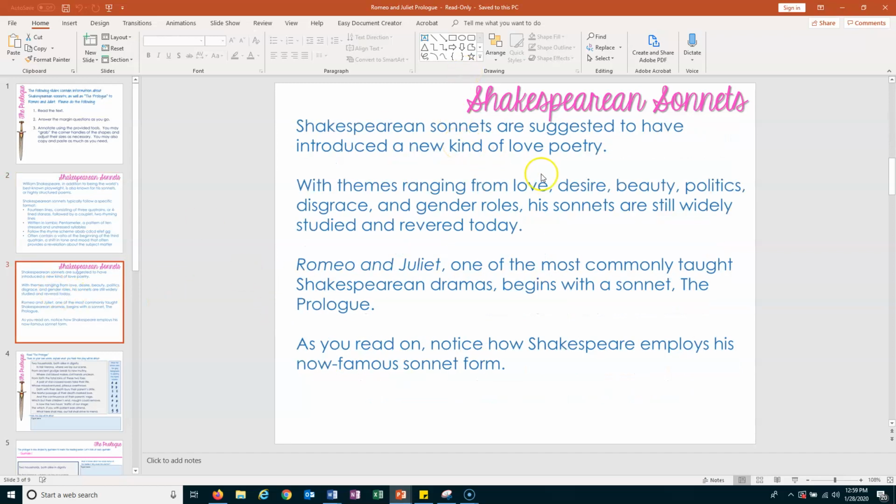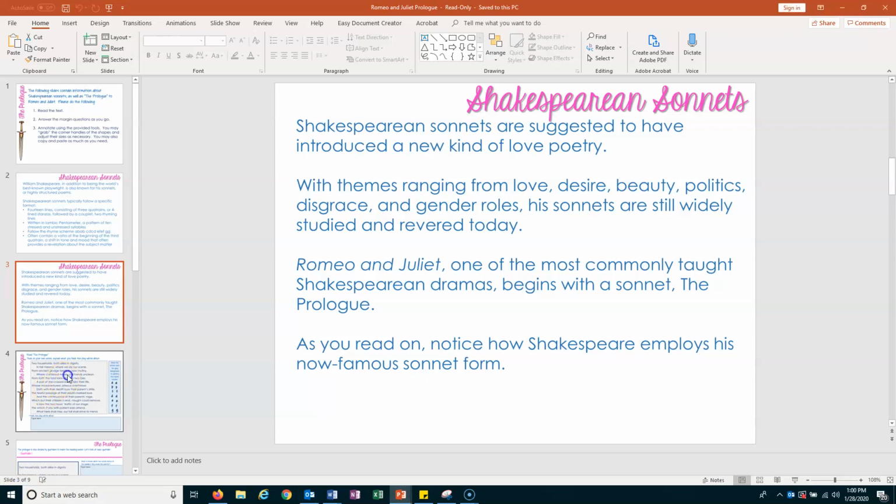Shakespearean sonnets are suggested to have introduced a new kind of love poetry. A lot of times they remind people of songs. With themes ranging from love, desire, beauty, politics, disgrace, and gender roles, his sonnets are still widely studied and revered today. Romeo and Juliet, one of the most commonly taught Shakespearean dramas, begins with a sonnet. As you read the prologue, notice how Shakespeare employs some of his now famous sonnet forms. So we will jump down to the next part. I'm going to pause just one second.